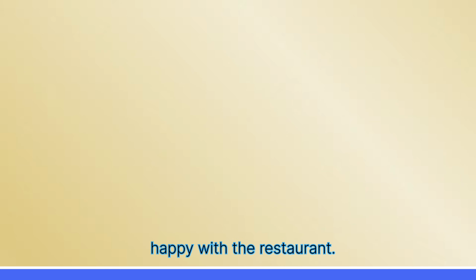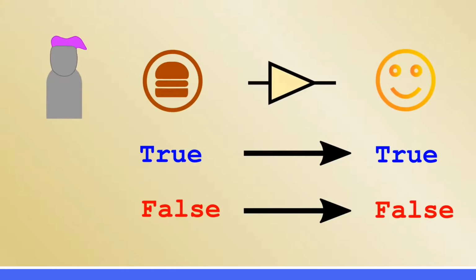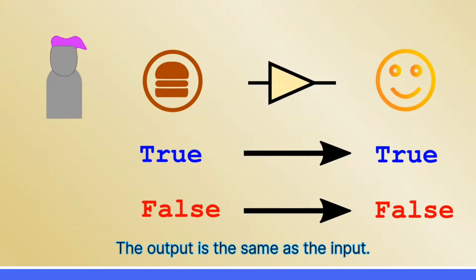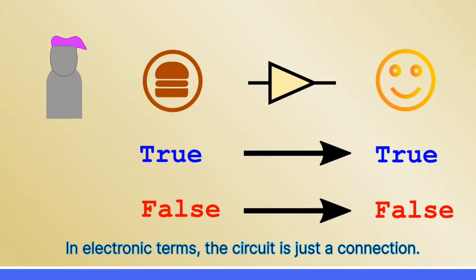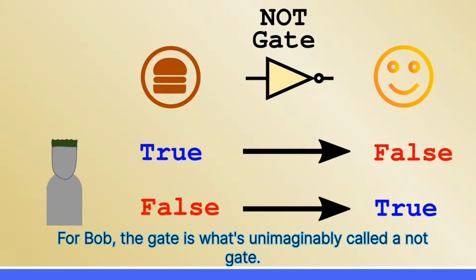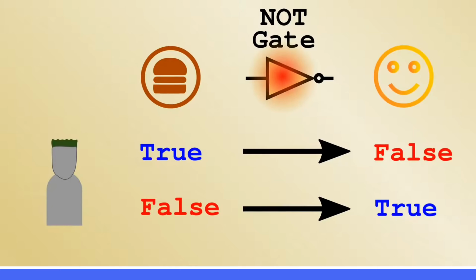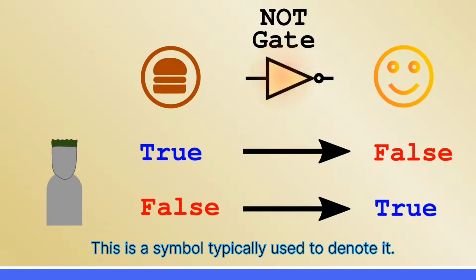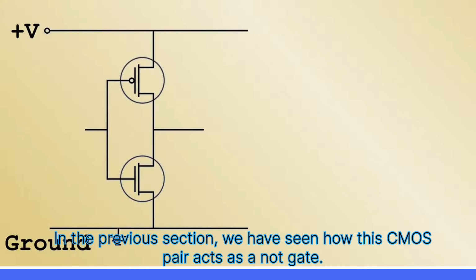In this case, the input is whether the restaurant has burgers, and the output is if someone is happy with the restaurant. For Alice, the gate is simple. The output is the same as the input. In electronic terms, the circuit is just a connection. For Bob, the gate is what's unimaginatively called a NOT gate. This is the symbol typically used to denote it. In the previous section, we have seen how this CMOS pair acts as a NOT gate.